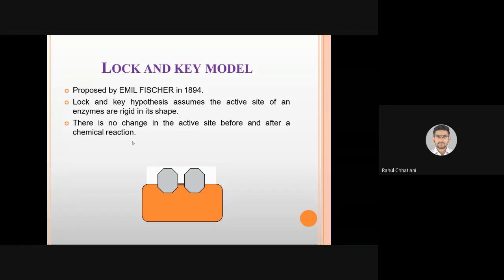So the lock and key hypothesis assumes the active site of an enzyme is rigid in its shape. For example, this is the substrate and this is the structure of the enzyme. The lock and key model says the shape of the enzyme is fixed, and only if the substrate of that shape comes will the enzyme be activated and work. Otherwise it cannot. It is a fixed, rigid thing; there is no change in the active site before and after a chemical reaction. The shape of the active site will stay as the enzyme was made, for life, until it is destroyed or denatured.